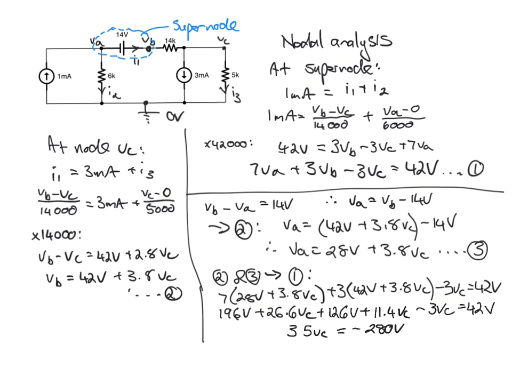And therefore VC is equal to minus 8 volts, just like we got with the superposition. And that's the end of this recording.